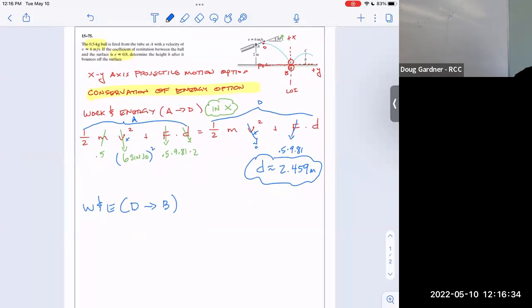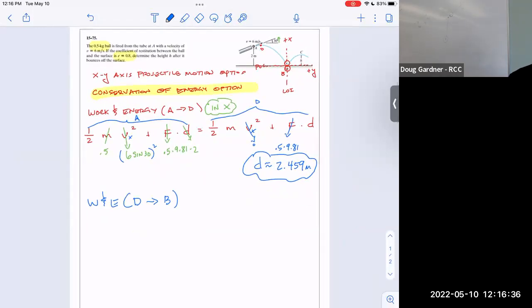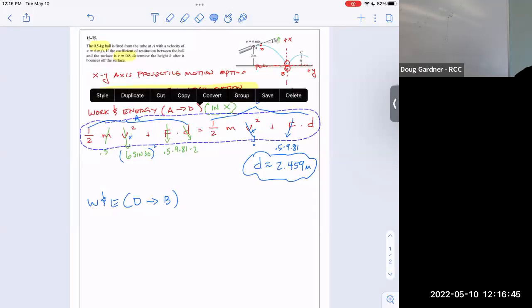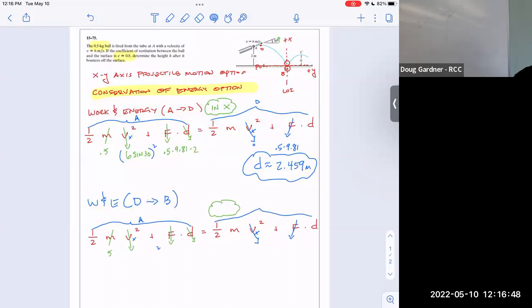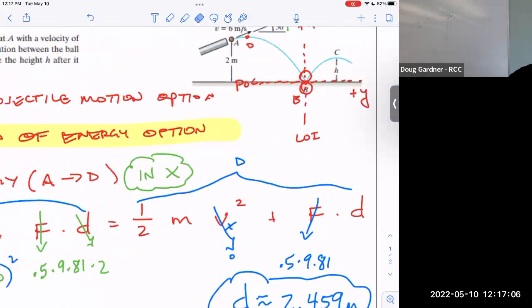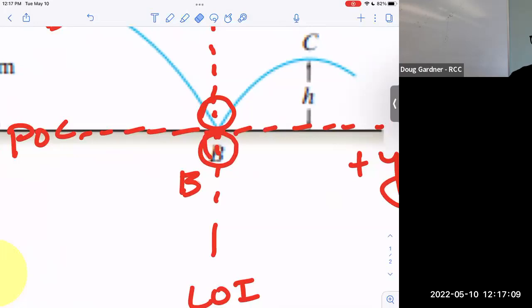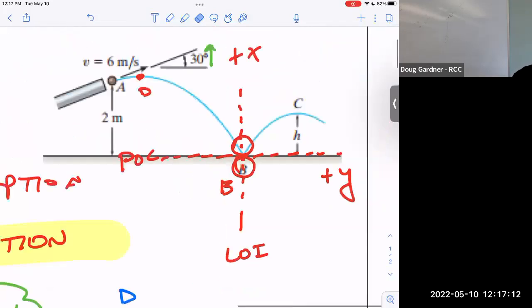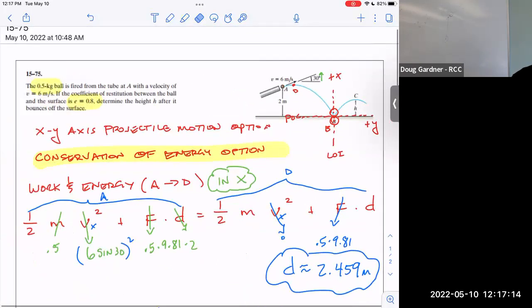So with D, we don't care. Again, I don't care about what's happening in the Y direction. Where is the, I'm sorry, where's the, okay, I'll show you. It's here because I covered it up. It's basically impact. It's at impact. B is the impact spot. It's where it hits the ground. Where's D?